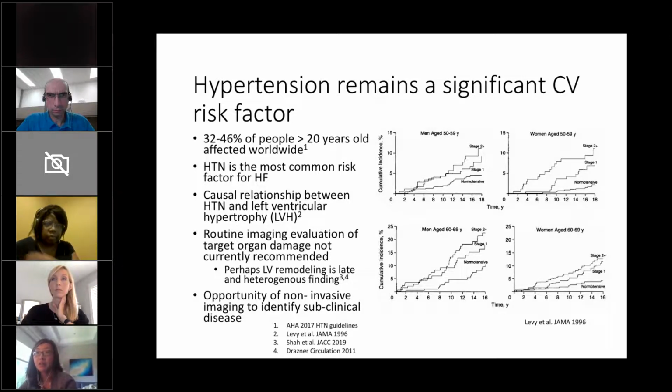Prior data has also shown that there's a causal relationship between hypertension and left ventricular hypertrophy. Although current guidelines do not support the routine imaging evaluation of target organ damage because perhaps we think that LV remodeling is a late and heterogeneous finding. So I think that this provides a great opportunity for non-invasive imaging to help identify subclinical disease and also understand disease mechanism in this population. Next slide, please.